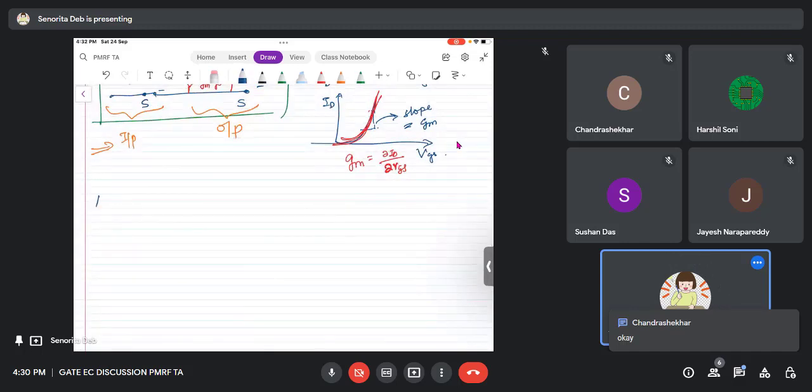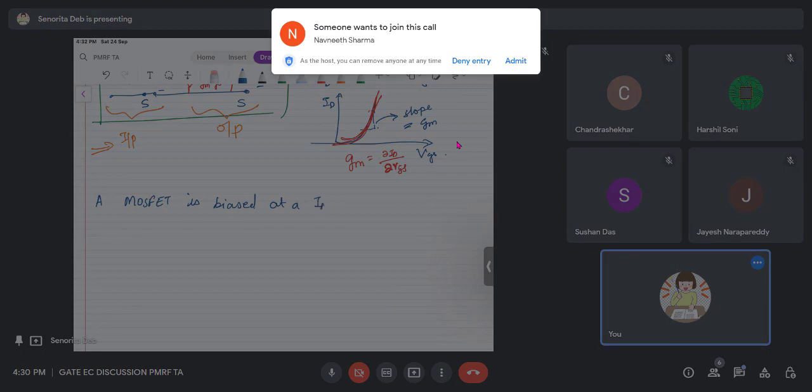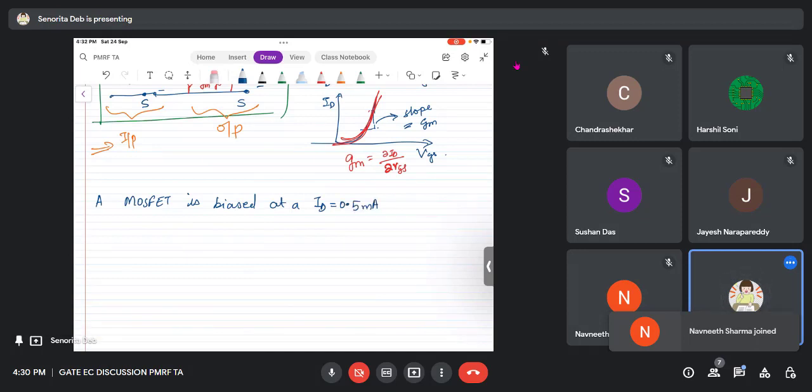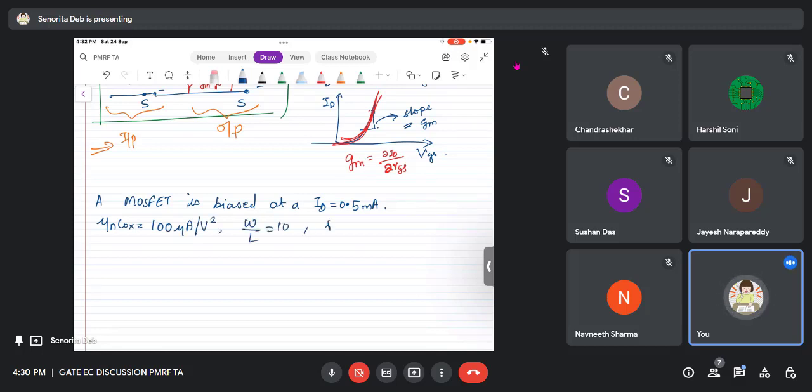Okay. So after this, write a question. A MOSFET is biased at a drain current of 0.5 milliampere. Mu n COX is given as 100 microampere per volt square. W by L is 10. Lambda is given as 0.1 volt inverse.